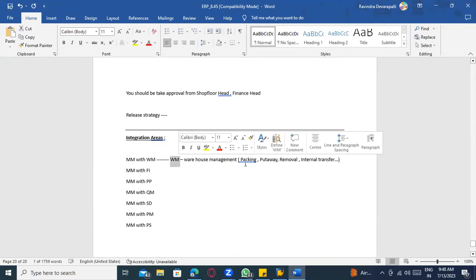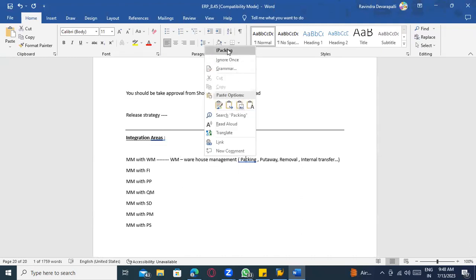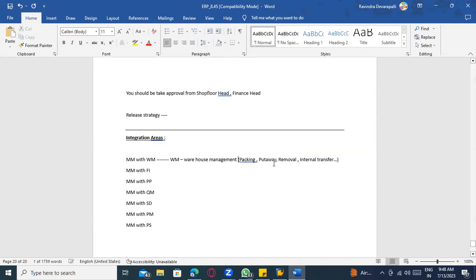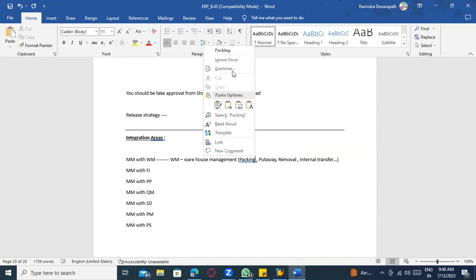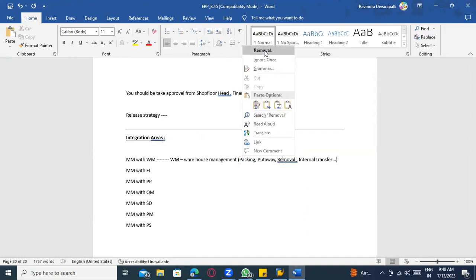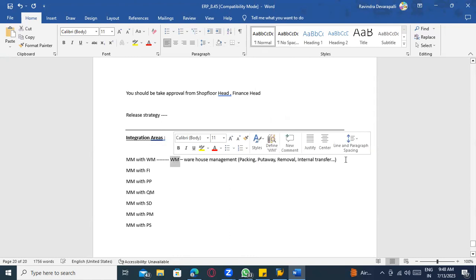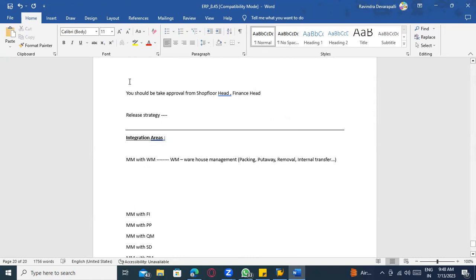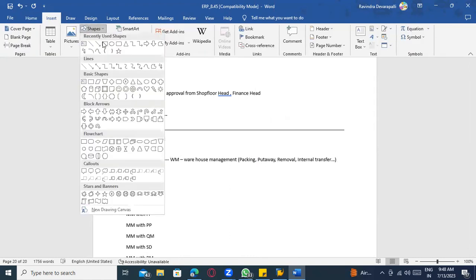Again, loading, unloading, packing, HU packing, all these things will come under this one. So what is put away? What is the meaning of put away? Put away is nothing but, once we receive the stock, I will just give you a difference here.